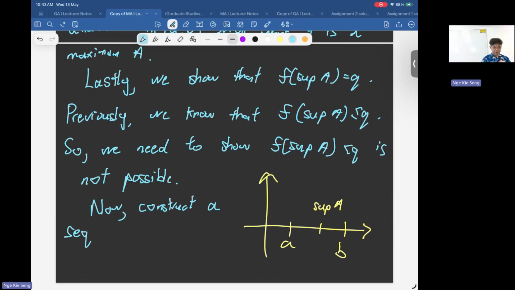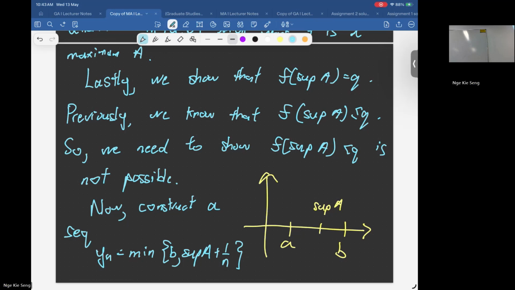So let me construct a sequence, yn, which is a minimum of B or sub A plus 1 over n. Okay. So what am I doing here? I'm approaching sub A, because 1 over n, if you take the limit to infinity, is getting close to sub A, right? Okay, but then you take the minimum of these two. So let's say sub A is here.